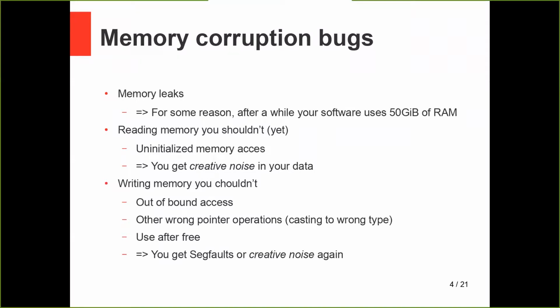Now, let's speak a little bit about the types of memory corruption bugs that you can see. You can have things like memory leaks, which are situations when suddenly your program starts to use more and more memory and never frees it.